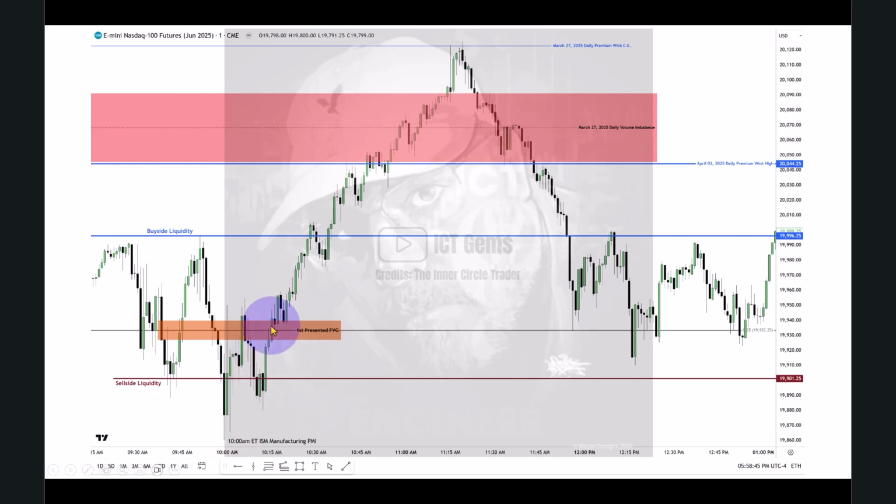and then goes above that 9:38 first presented fair value gap here. It trades above it, then comes back down in. Notice this here, it does not break that low. It comes right in here. Look at the body. So what is it doing? It's validating this as an inversion fair value gap after that news driver.